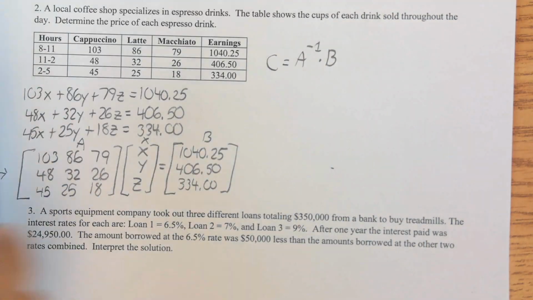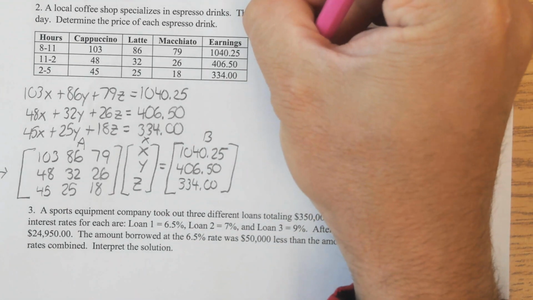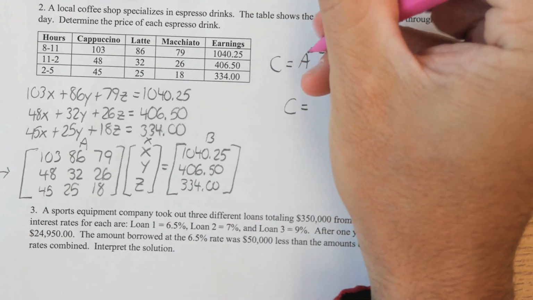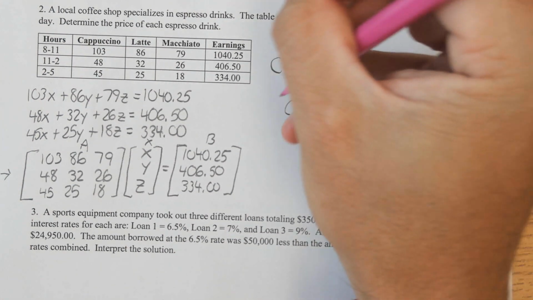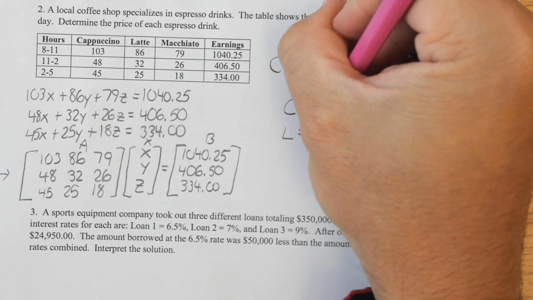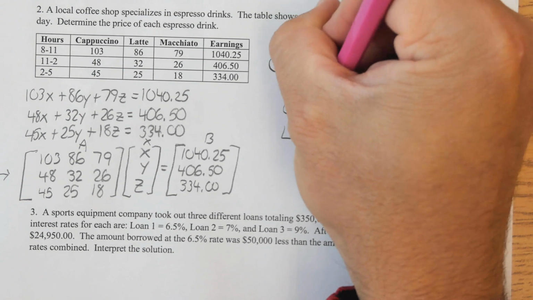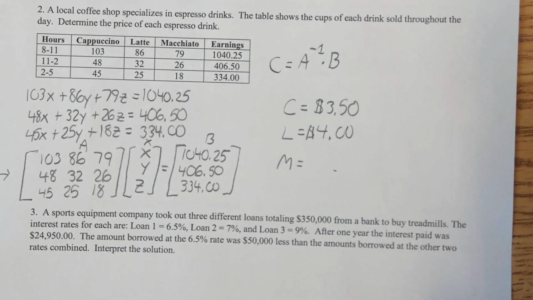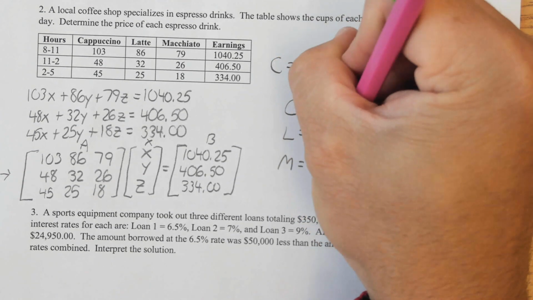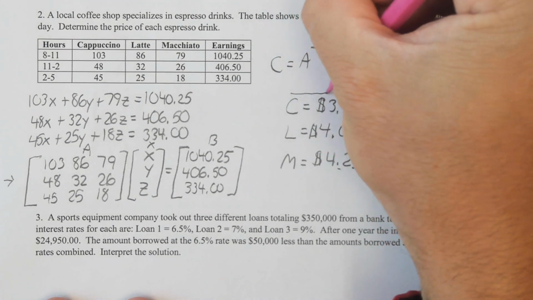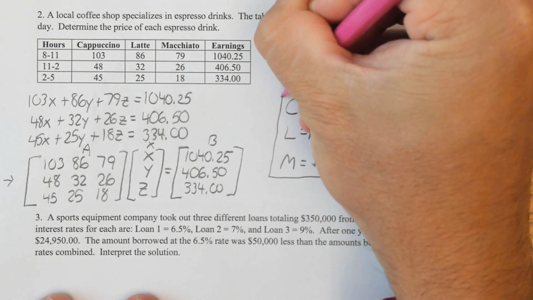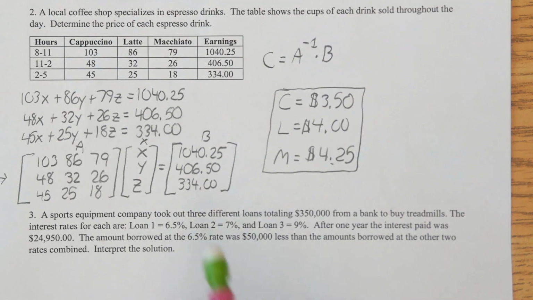So cappuccino, which I'll just make as a C, costs $3.50. Okay. A latte, $4 even. And then a macchiato, $4.25. And there you go. And probably really, to be technically correct, you probably got to change the variables to CLM. I mean, it doesn't really matter. Okay?